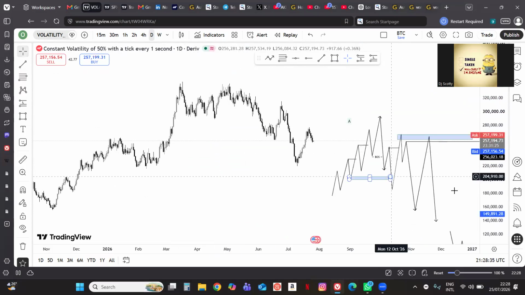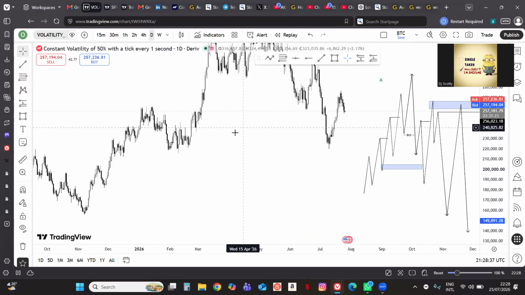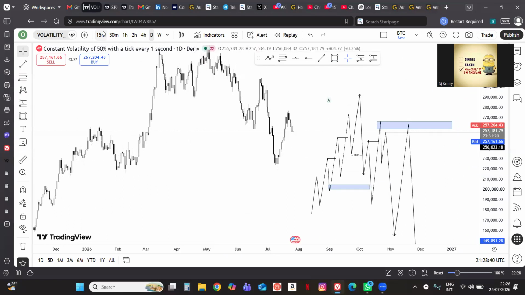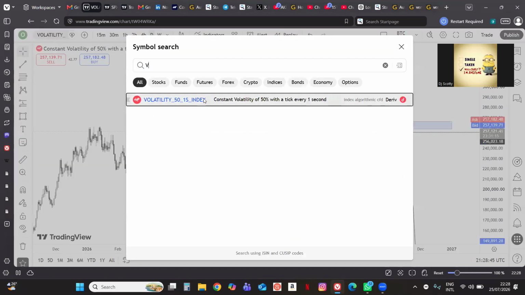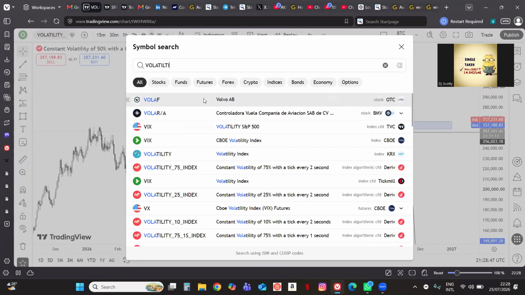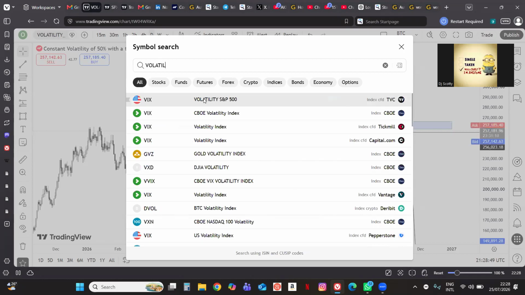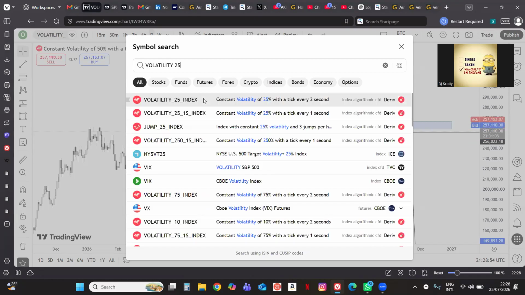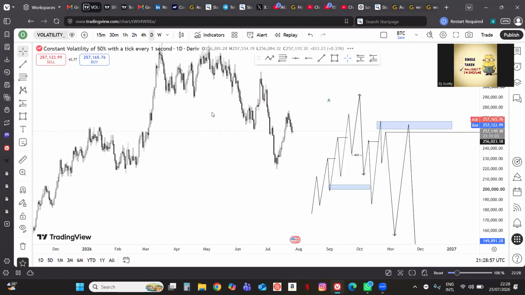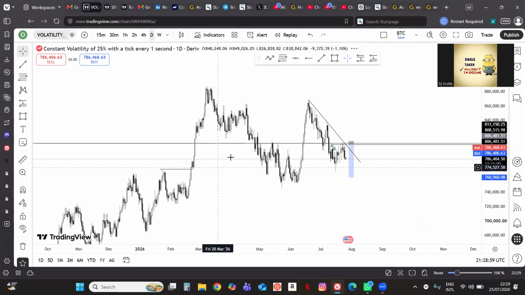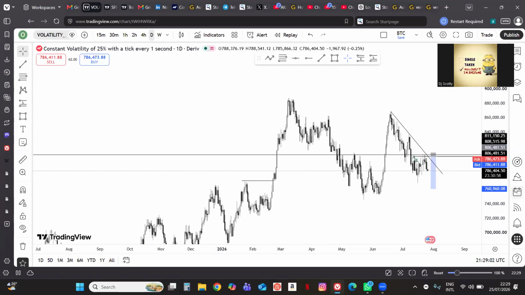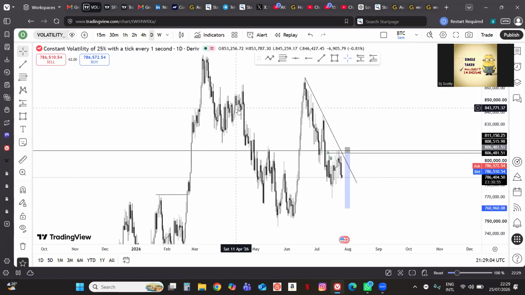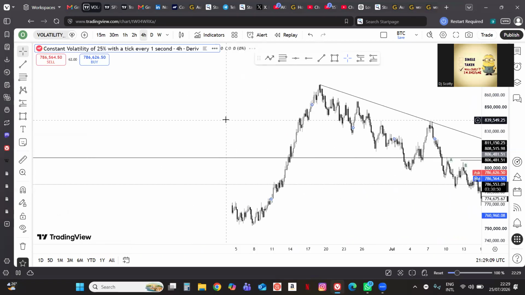Good. Now let's go to the charts. I had the chart I wanted to show you. I think let's use volatility. Let's use 25S. So this is 25S, right? So based on what we have said, let's go to the 4 hours time frame.